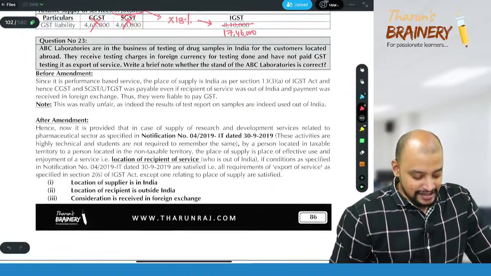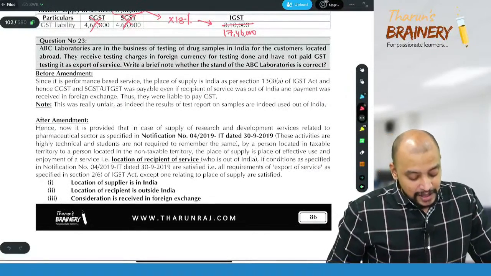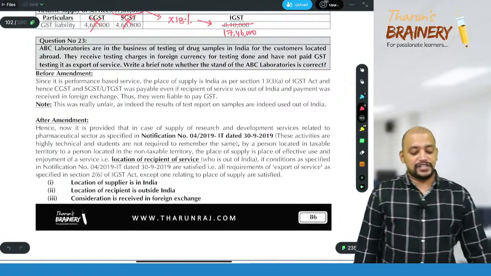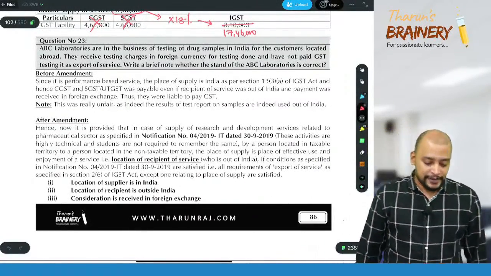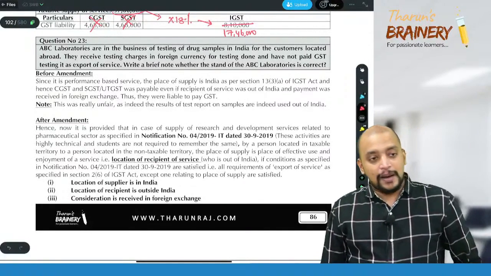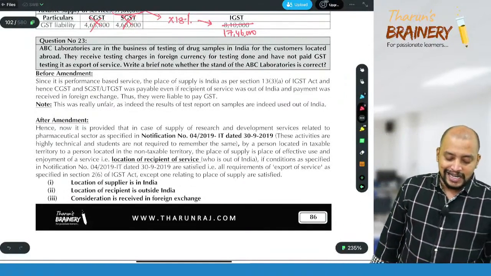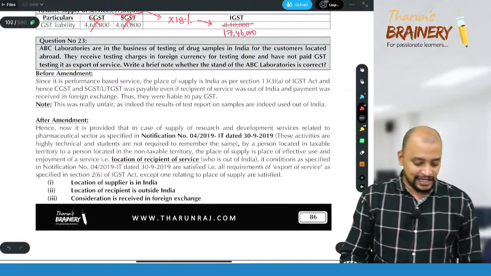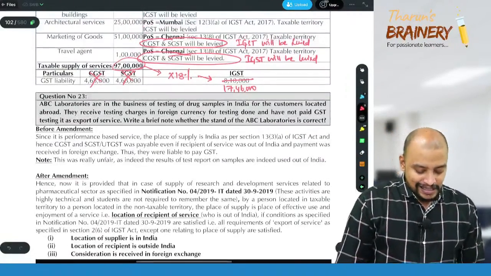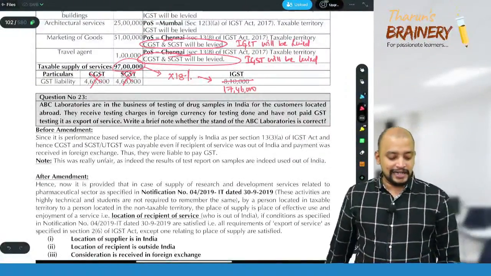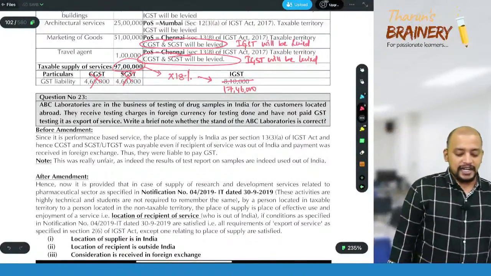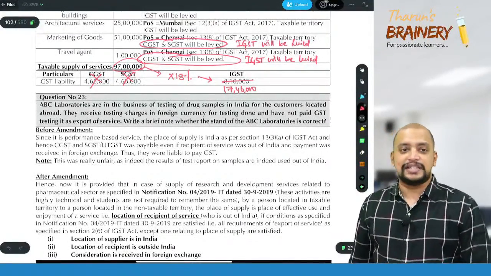See this, question number 23. ABC laboratories are in the business of testing of drug samples in India for customers located abroad. They receive testing charges in foreign currency for testing done and have not paid GST on the testing, treating it as export of service. Write a brief note whether the stand taken by ABC laboratories is correct.